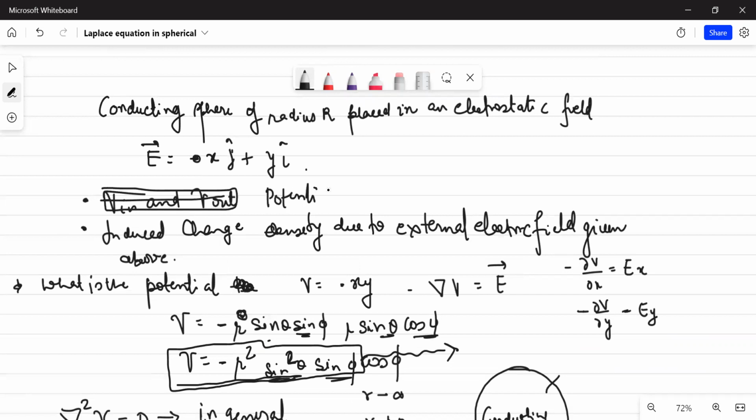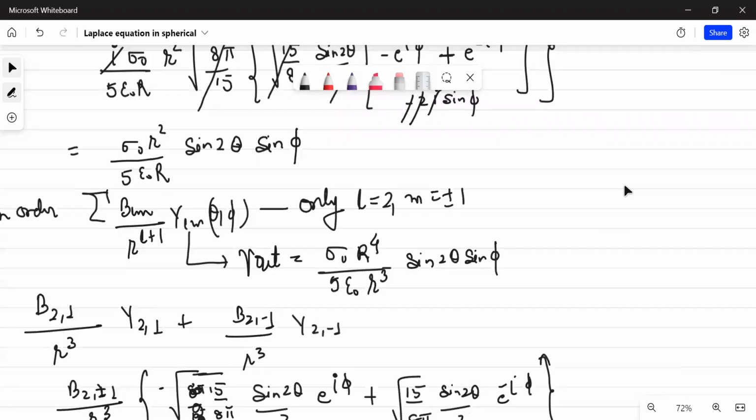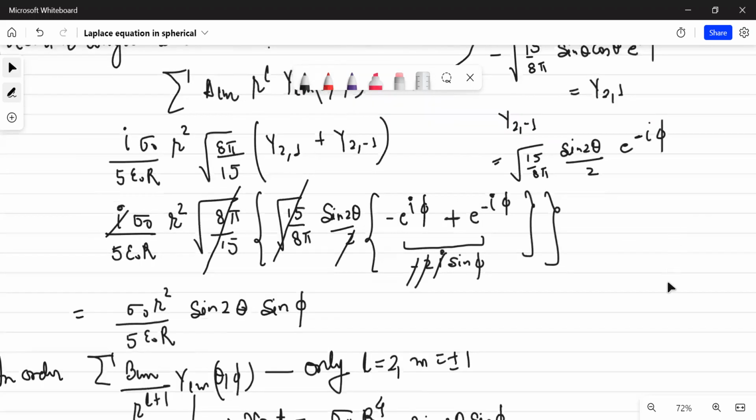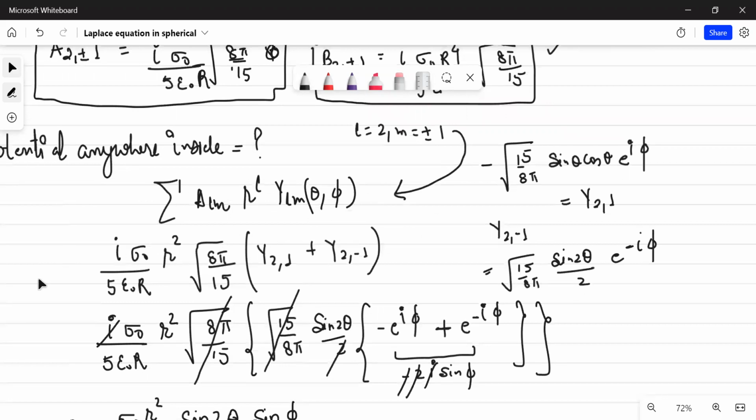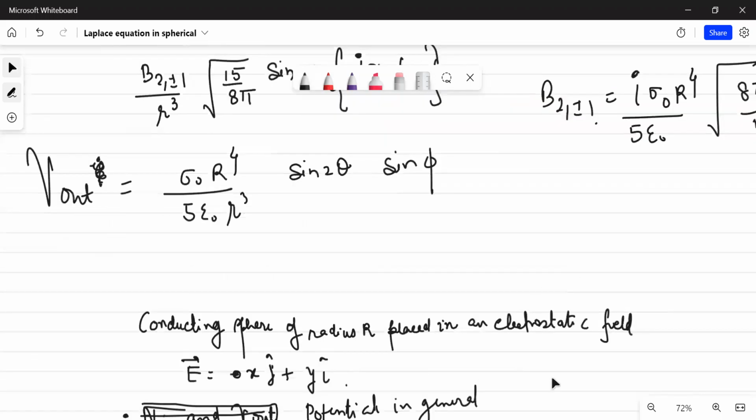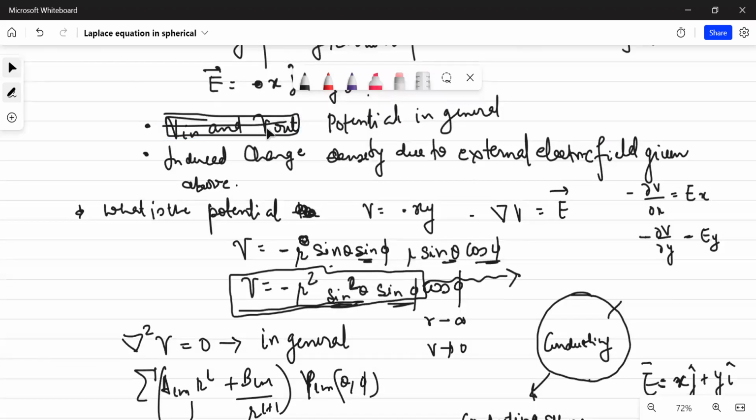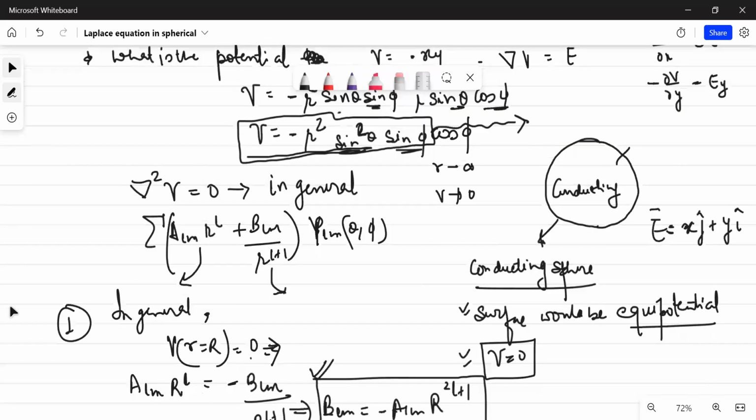So I'm just writing potential in general, because we do not have those things here. In the initial cases when we were discussing, we were writing that the inside potential would be equal to A_lm r^l Y_lm(theta, phi), and the outside potential would be B_lm upon r^(l+1) Y_lm(theta, phi). So this is what we were writing initially. But now, since my conducting sphere is subjected to some external potential which is not uniform, I would not write inside and outside here, because even outside would contain some terms of A_lm. So that is a problem. So what I'll do, I'll write the potential in general.